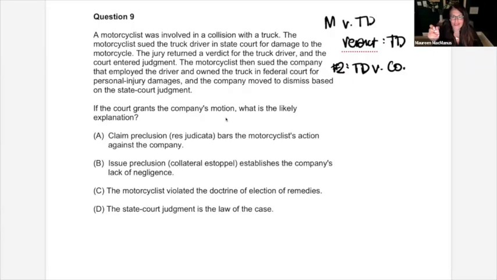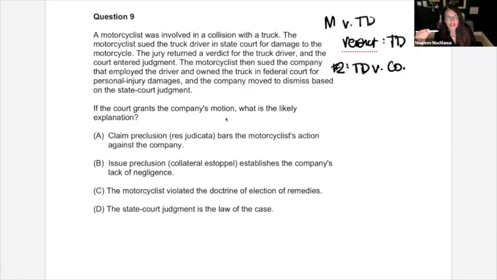A lot of people see this and think that because it's not exactly the same parties, it's not claim preclusion. But here, because it's privity, they really are one and the same, the truck driver and the company. And two, people think you should be able to rely on the verdict in favor of the truck driver to also say that the company is not negligent. That's not necessarily true because we don't know why there was a verdict for the truck driver. We don't have enough factual information about that.